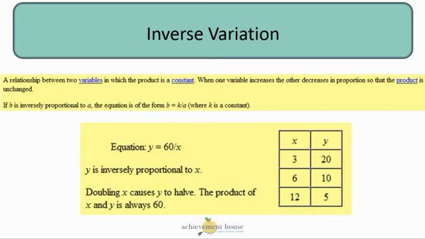So our equation in the example: y equals 60 divided by x. y is inversely proportional to x. Doubling x causes y to halve. And the product of x and y is always 60. If you look at the chart, 3 times 20 is 60, 6 times 10 is 60, 12 times 5 is 60. So y and x are inversely proportional, and we call that inverse variation.